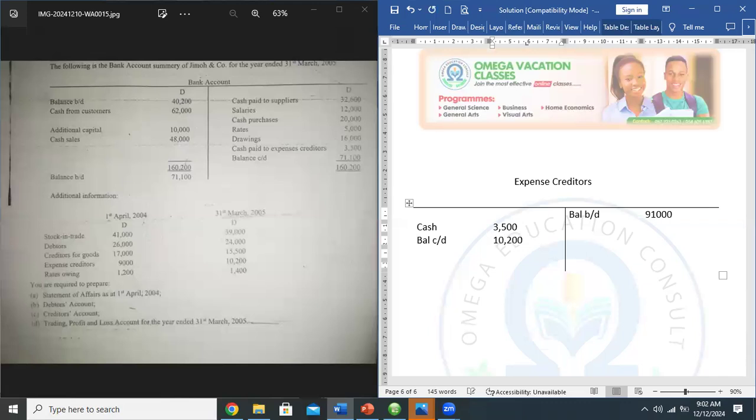We balance it and know how much will be taken to profit and loss account. So the total will be 13,700. The difference between 13,700 and 9,000, that should be 4,700. So this represents how much we take to our profit and loss account.